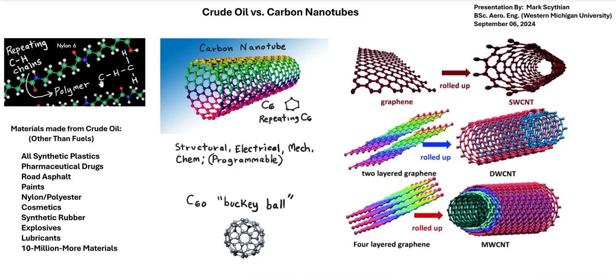So polymerization is when these CH chains can be broken down and rearranged into literally any other type of polymer-based materials. That includes all synthetic plastics, pharmaceutical drugs, road asphalt, paint, nylon, polyester, cosmetics, synthetic rubber, explosives, lubricants, etc. And we can go on and on. So anything that has a repeating chain of carbon and hydrogens is a polymer.